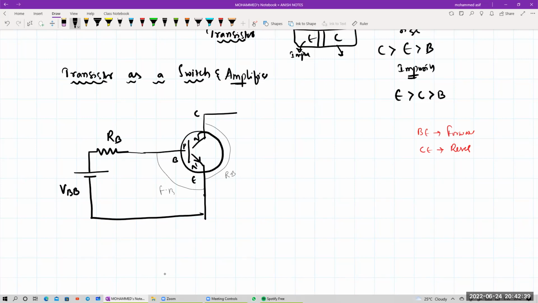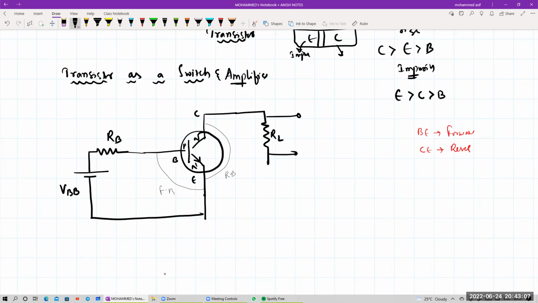Good. The connection at emitter and base should always have forward bias. Whatever the forward bias is there, P should be connected to a positive terminal, and this should be connected to your negative terminal. Then this one is connected to your output, that is nothing but your load resistance, RL. So output is connected to your collector part.